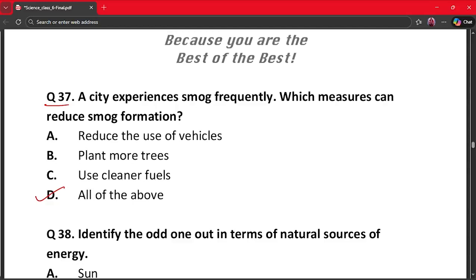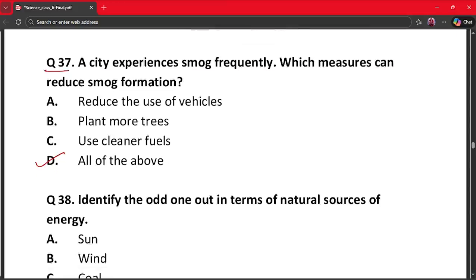So vehicles increase pollution, trees absorb harmful gases, and cleaner fuels reduce emissions. All methods help reduce smog. Thus option D is the correct answer.